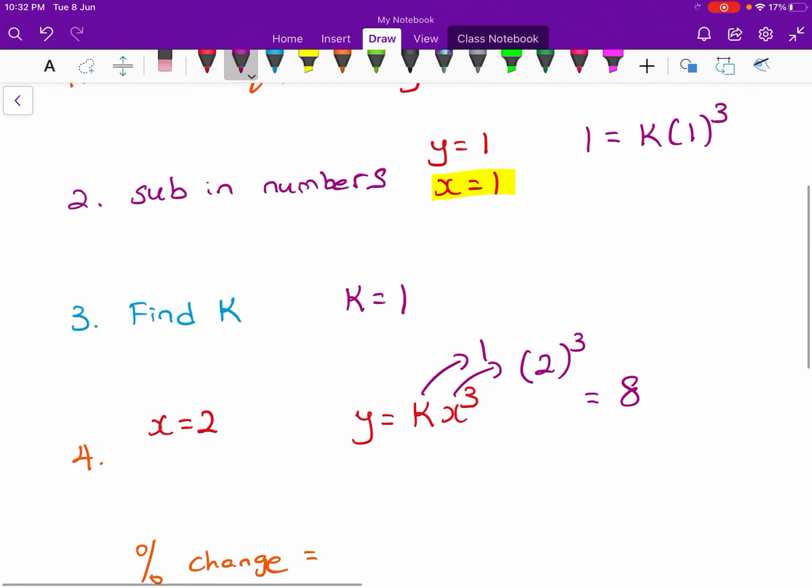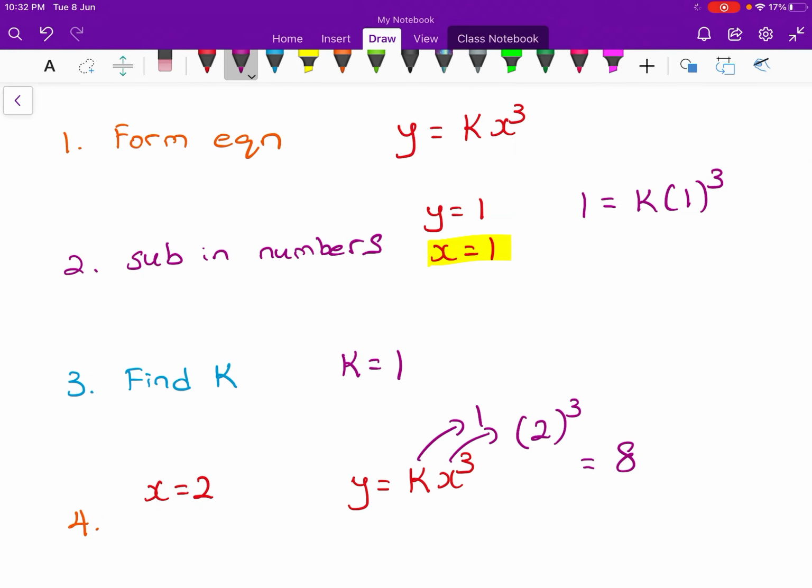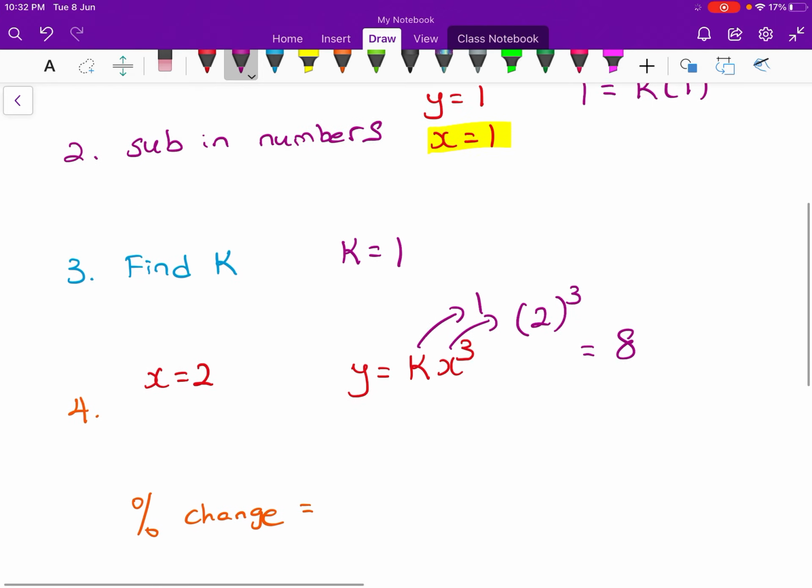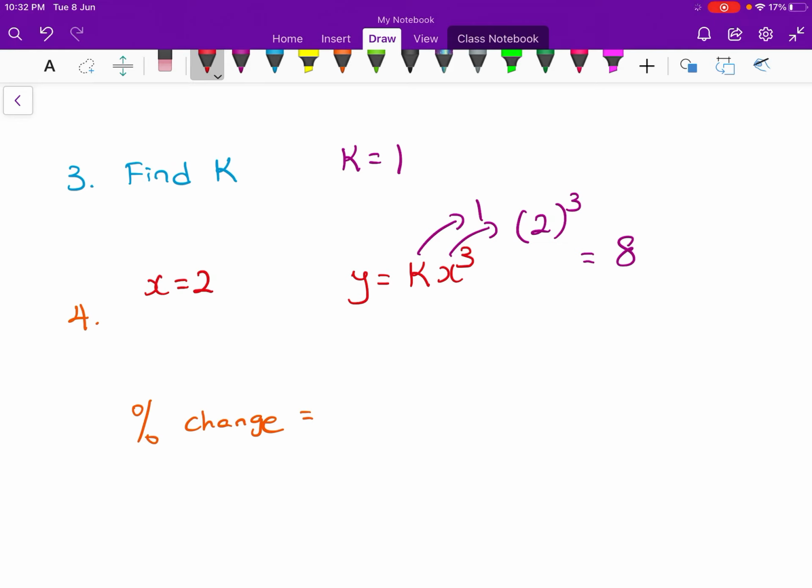So from initial we have 1, now it becomes 8. Now they ask, what is the percentage increase in y? Let's recap your Z1 topic. That is called a percentage change. How do I calculate my percentage change? It's a fraction, then times 100%.